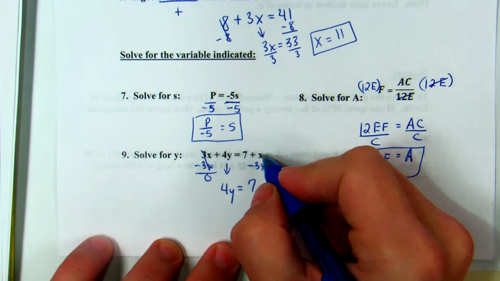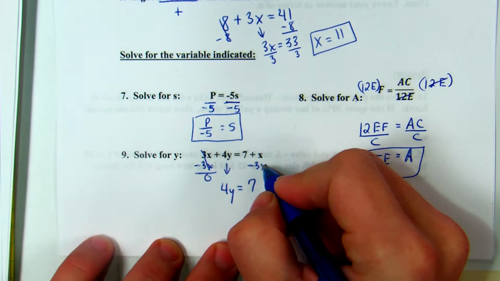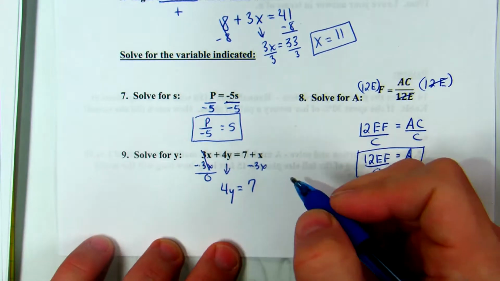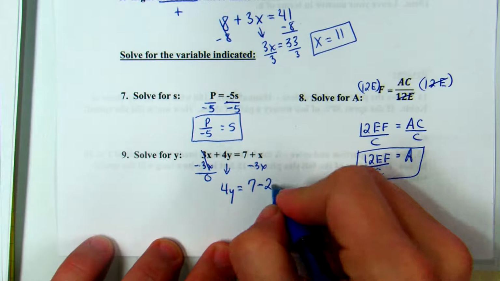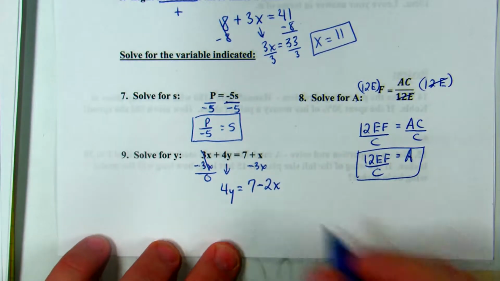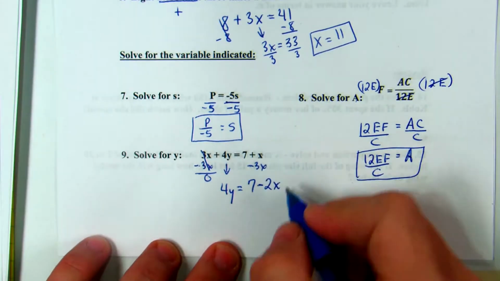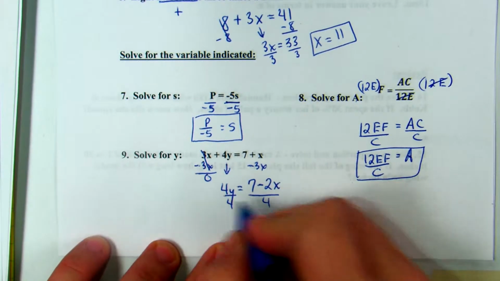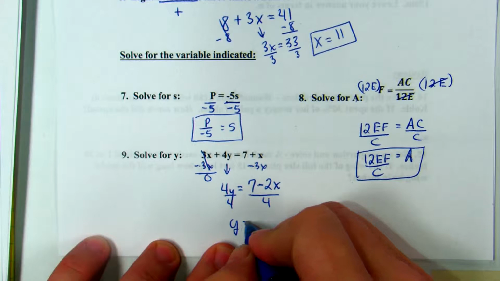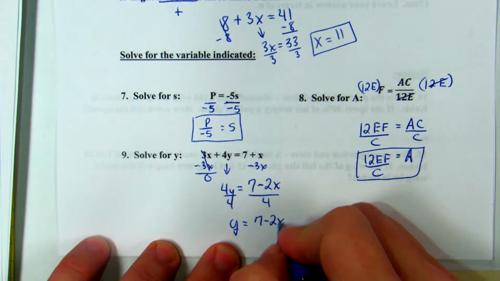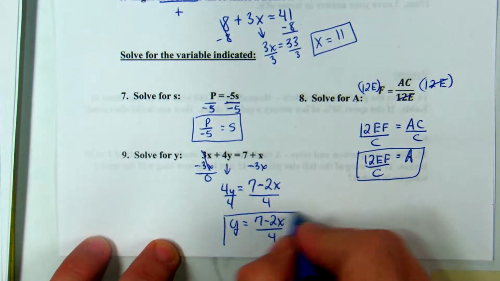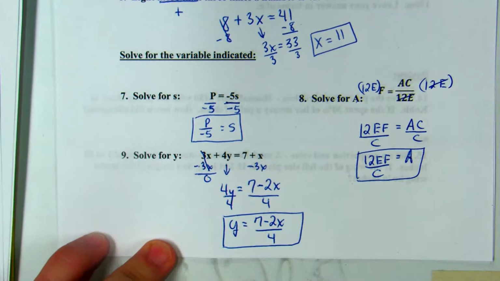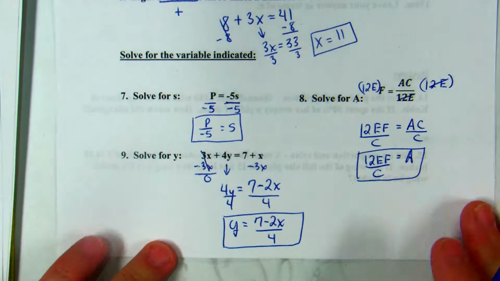And if we have a positive x and a negative 3x, then that will give us a negative 2x. Then we divide both sides by 4, and y will be equal to 7 minus 2x over 4. That should be your answer for number 9.